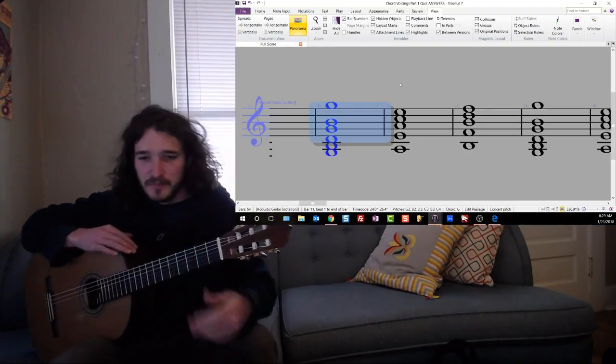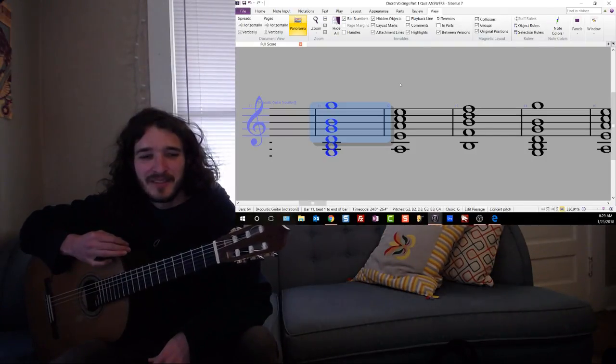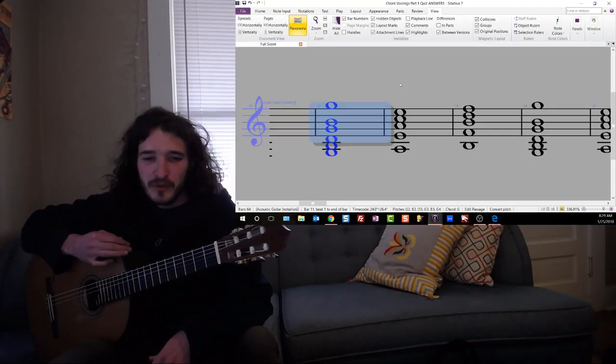I'll give you guys a few moments to noodle this one out. This is really going to help those of you looking to really improve your sight reading.